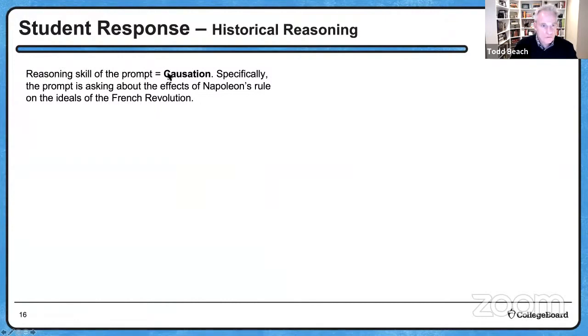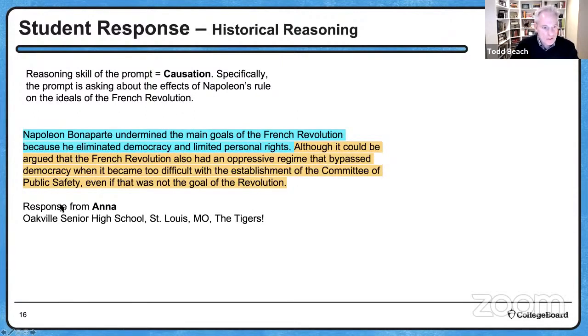So the reasoning skill of this prompt is causation. Specifically, the prompt is asking about the effects of Napoleon's rule on the ideals of the French Revolution. Okay, so we begin. These are responses from Anna from Oakville Senior High School in St. Louis, Missouri. They are the Tigers. It begins, Napoleon Bonaparte undermined the main goals of the French Revolution because he eliminated democracy and limited personal rights.